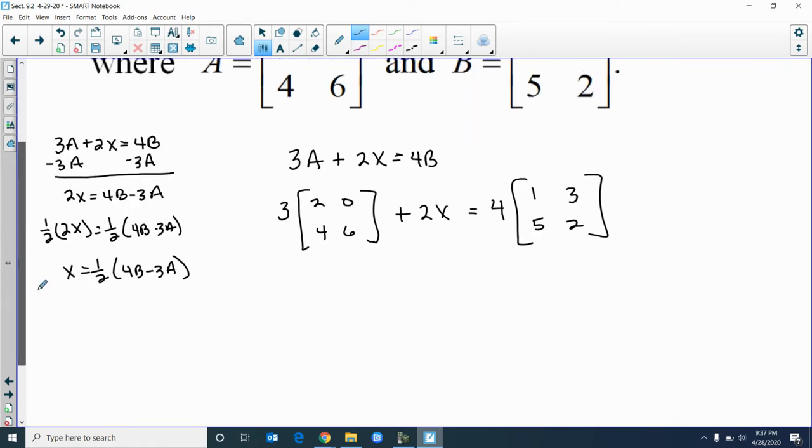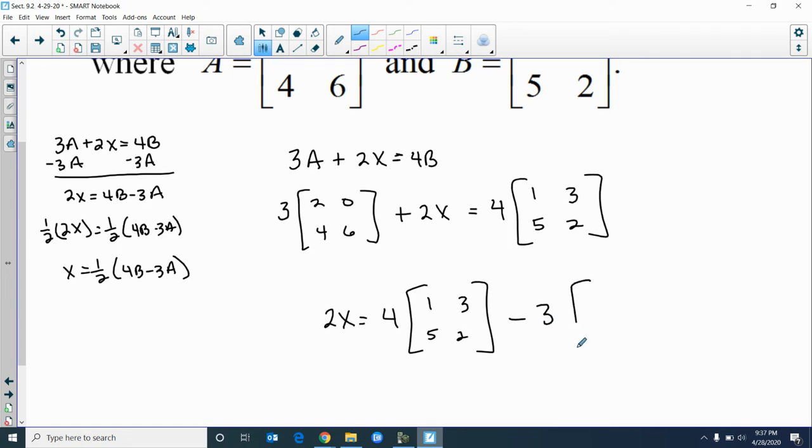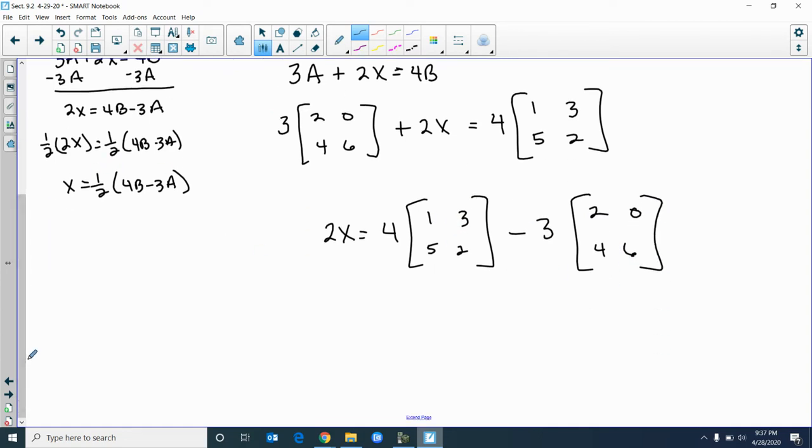Now I'm going to do a little work here. I'm going to go ahead and subtract. I'm going to put 2x equals 4 times the matrix 1352, minus, and I'm subtracting this whole thing, 2046. I'm going to go ahead and distribute and then subtract. So I get 2x equals, what do I get here? 4, 12, 20, and 8, minus, distributing the 3, I get 6, 0, 12, 18.